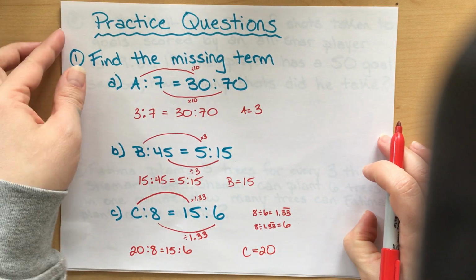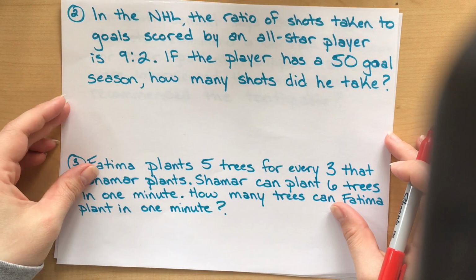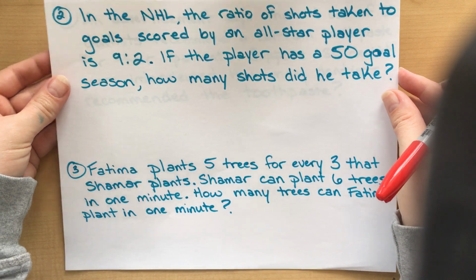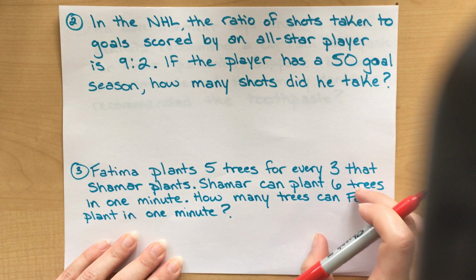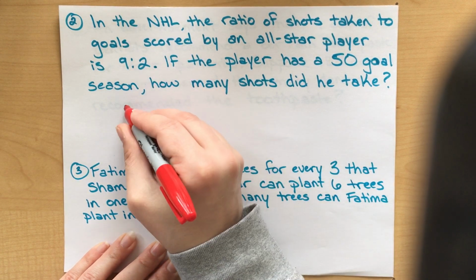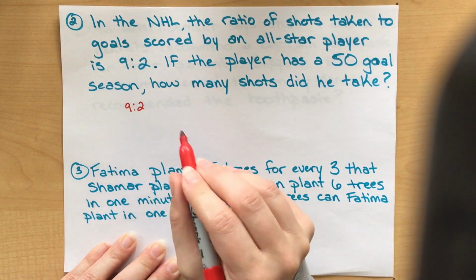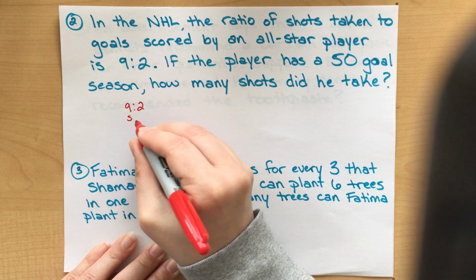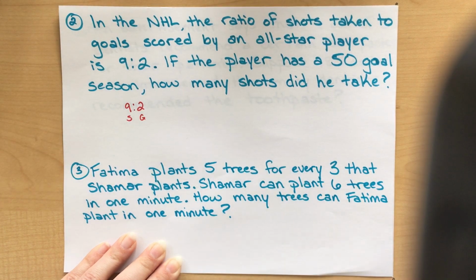Okay, question 2. In the NHL, the ratio of shots taken to goals scored by an all-star player is 9-2. If the player has a 50-goal season, how many shots did he take? So I'm going to start by writing out that ratio, and I'm going to make sure that I identify what each part of it is. So in the NHL, the ratio of shots taken to goals scored. So I'm going to put an S under that, because that's how many shots he took, and the 2 is how many goals he made, so I can identify what each part of the ratio is.